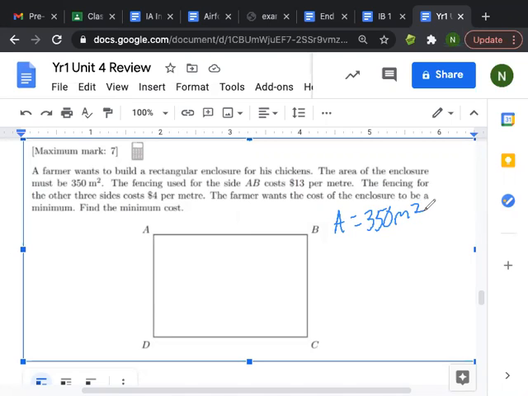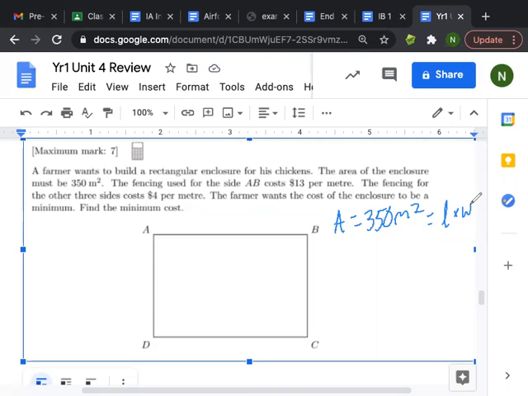No, yes. It must be 350. Like it's set. If it was a minimum, they'd say it must be that or more, or they would say the minimum area. But no, it is 350 meters squared. Or they would say not more than 350, that would be the maximum. Okay, right. So this is going to be equal to length times width, just so we keep that in our heads.